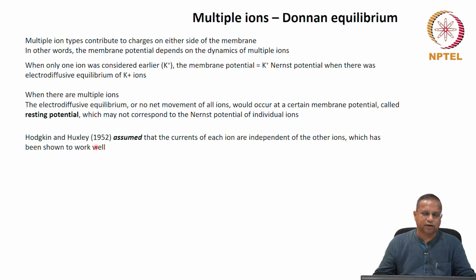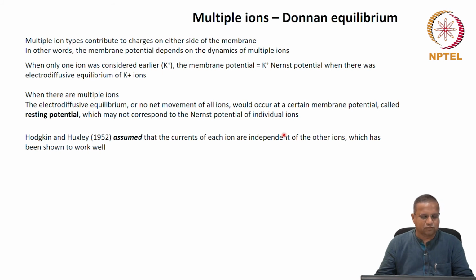Hodgkin and Huxley in 1952, for a totally different purpose, assumed that the currents of each ion are independent of the other ions, and this assumption worked very well. This means the current of sodium doesn't interfere with the current of potassium, which in turn doesn't interfere with the current of calcium, which doesn't interfere with the current of chloride. There is no strong basis for this. It was an assumption, but it turned out to be a very good assumption.